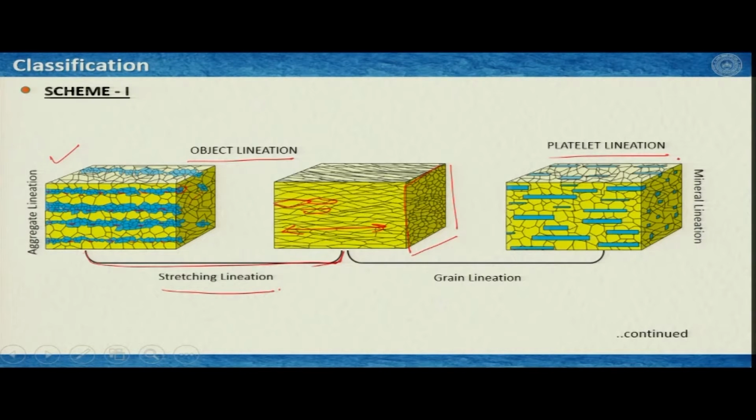Now, in the platelet lineation, what we see is that some minerals grow or appear as elongated features within the matrix. As you can see here, the blue grains are defining this. These could be mostly mica and so on, and these are defined by a single grain or a cluster of grains, and therefore, these are known as grain lineation.